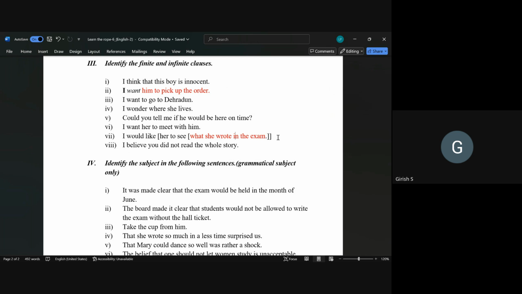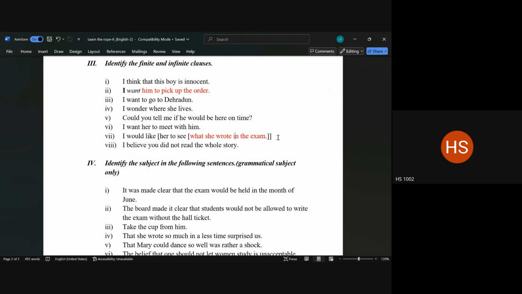You did not read the whole story, right? And this is clear cut. This is a sentence in past tense. So obviously this one has a tense in it, and then this is a finite clause. Okay, all right.